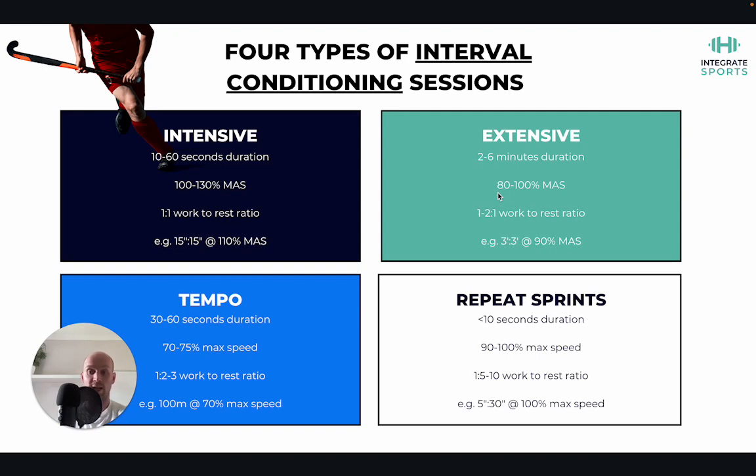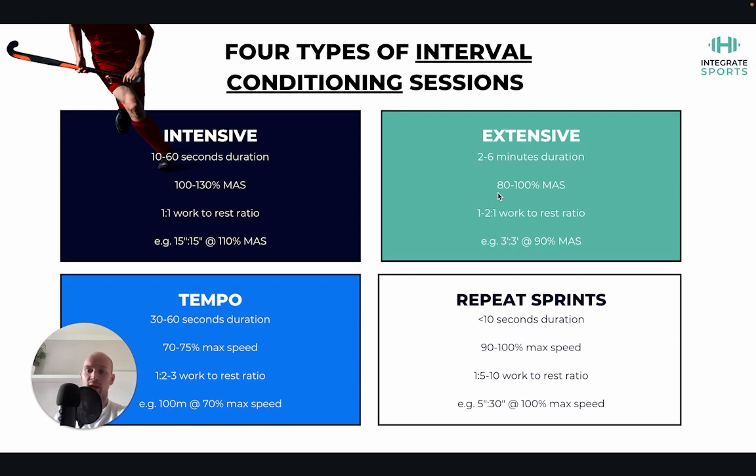So like half pitch length, 3/4 or a full pitch length at around 70% of speed, but with quite a long period of recovery in between. This might be something like a 1-to-3 work to rest ratio. So if it takes you 20 seconds to run one length of the pitch, we're going to recover for about a minute. So 20 seconds times 3, 60 seconds, that's a minute.